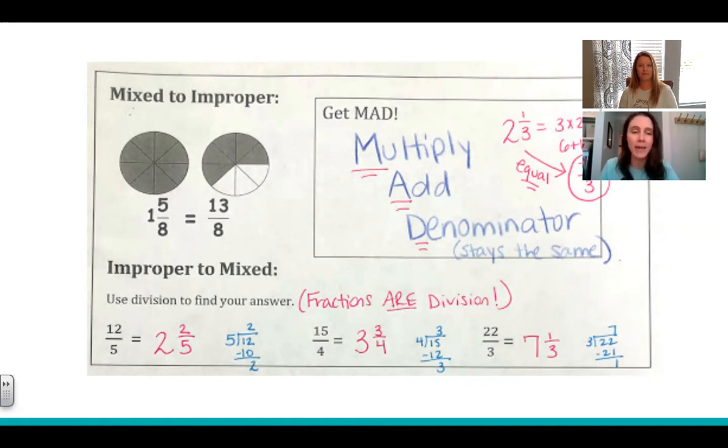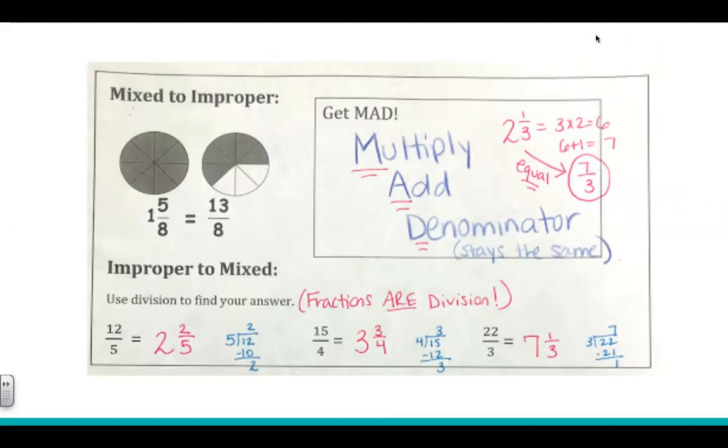But we want to make it mad, which means you multiply, add, and then the denominator always stays the same. So it's just those 3 simple steps. So we're taking 1 and 5/8, we're making it mad. We can see that it's going to equal 13 eighths. All right, so 8 times 1, so you take the denominator, 8 times 1 is 8, and then you add 8 plus 5, that's 13 eighths.